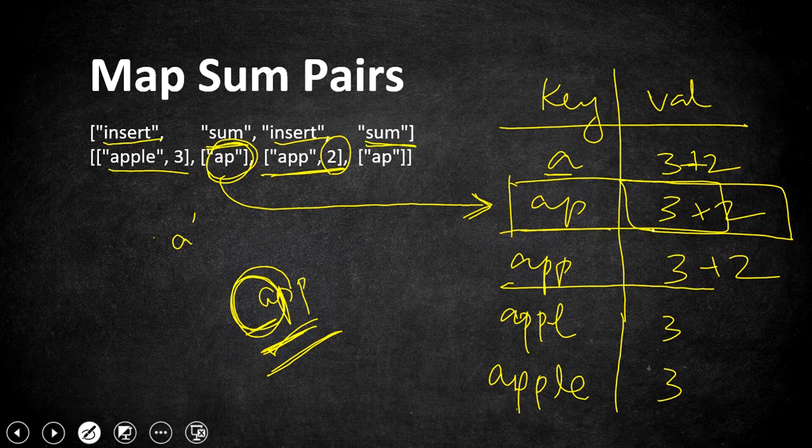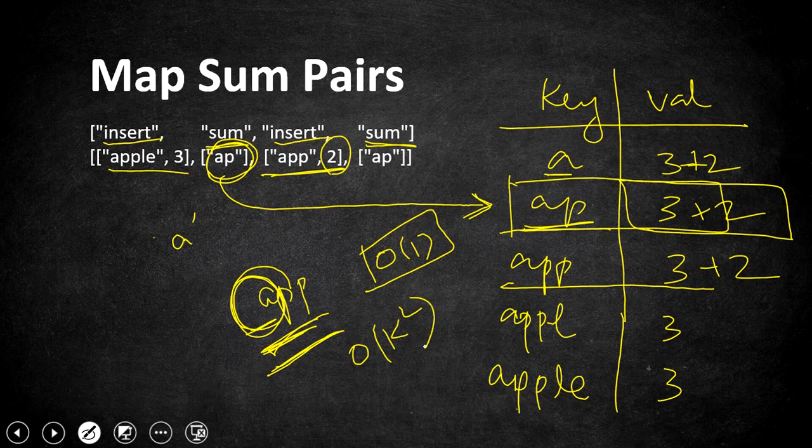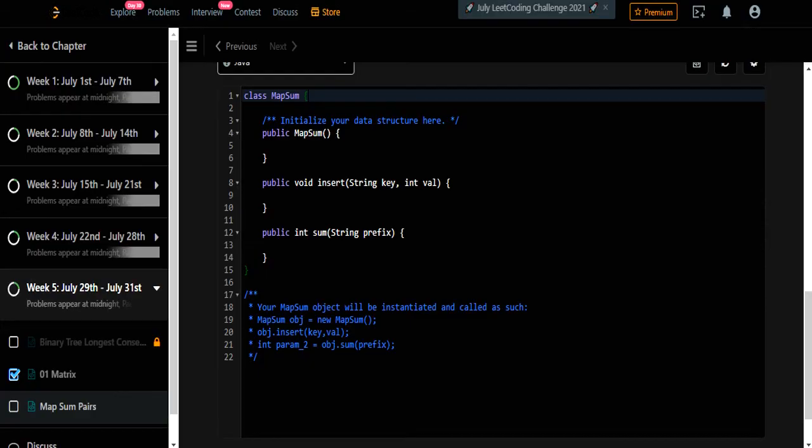And this is going to work in big O of one time while looking for the sum, because it is directly going to look for that word in our hash map. And while storing the key value pair, it is going to take big O of k square time complexity, where k is the length of the given word, which means it is going to take character by character and store the word in the hash map. So yes, hope you're understanding this solution. Let's go to the code now.